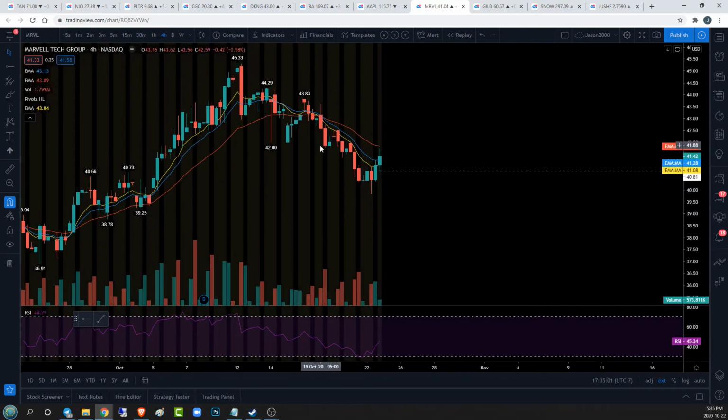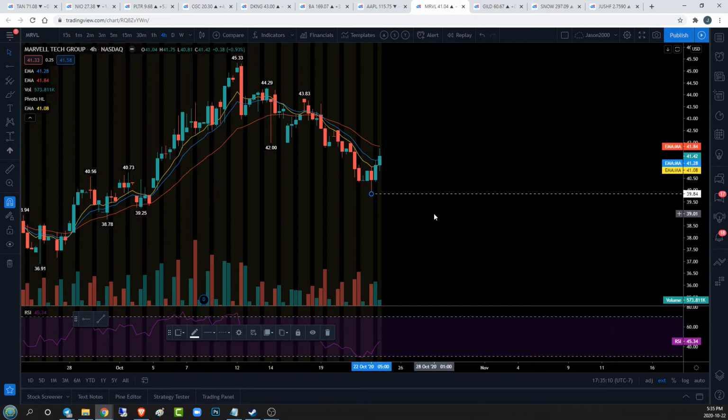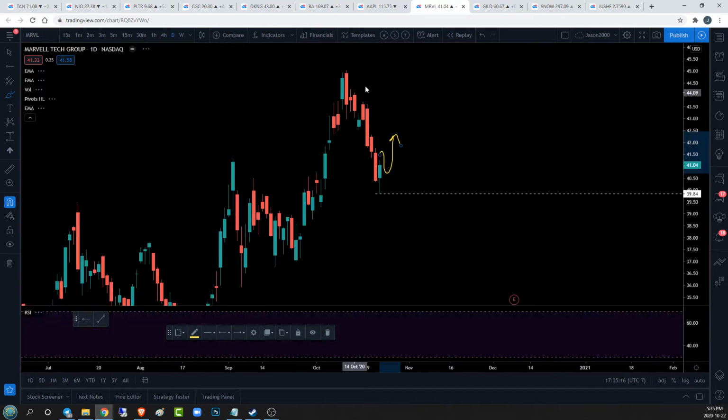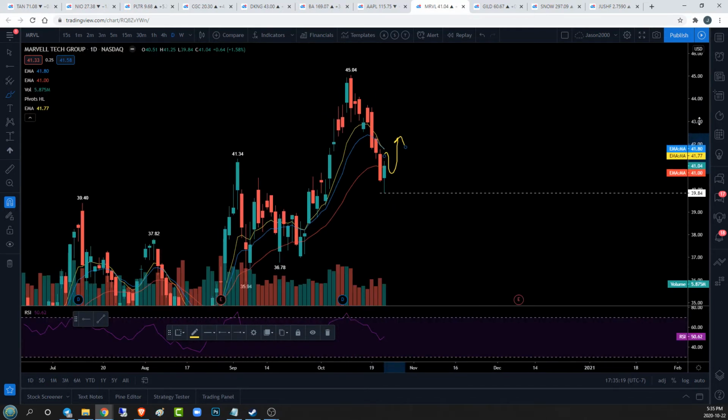At this point, it's still a 4-hour downtrend, lower highs, lower lows. What we need to see is a 4-hour higher low over top of 39.84, and that would just look like this into upside.